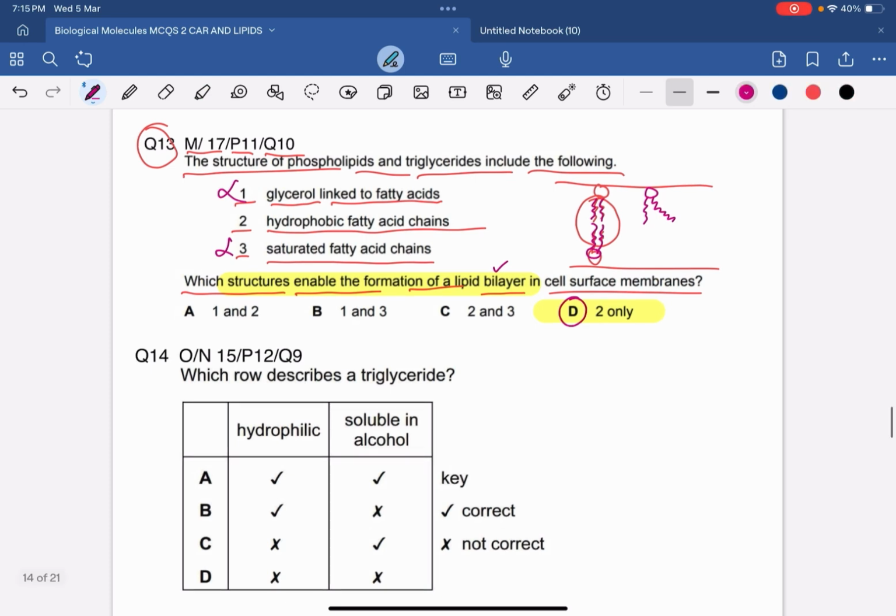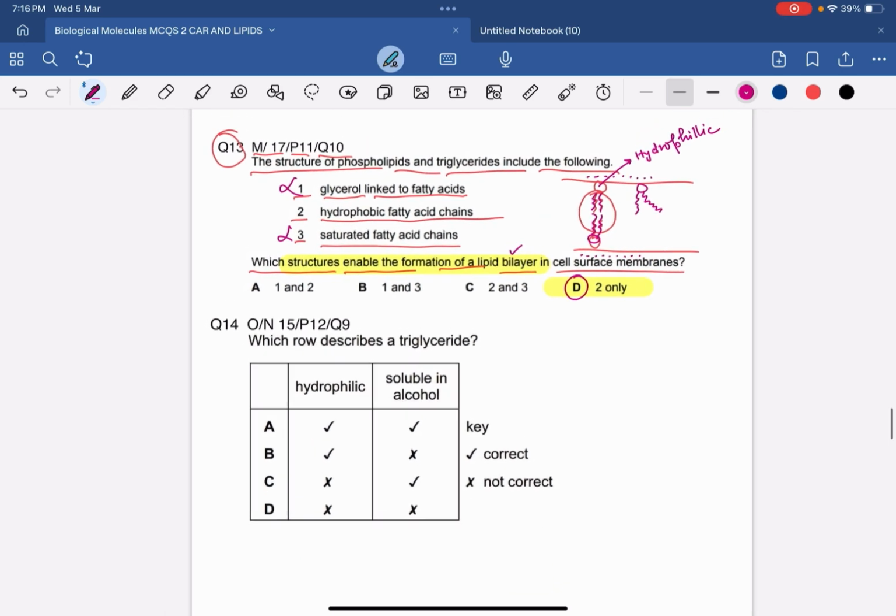Because you know that on the external part of the cell, and on the internal part of the cell as well, inside the cell as well, there is a liquid medium, or you can say a water based medium over there, right? So it is necessary that the hydrophilic part is facing the water medium or the liquid medium of the cell, right? So hence the correct answer over here is option D, 2 only.